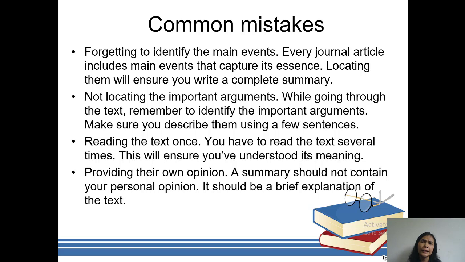Okay. And then the other thing is to read the text only one time, because definitely when you are reading a journal article, it is not enough to read only one time. And then the other thing is you provide your own opinion, because definitely it is unlikely in a summary you provide your own opinion, because that would be a different type of journal article. Okay, so those are the common mistakes. So I really hope by identifying these common mistakes, you will not make them in your writing of a summary of a journal article.